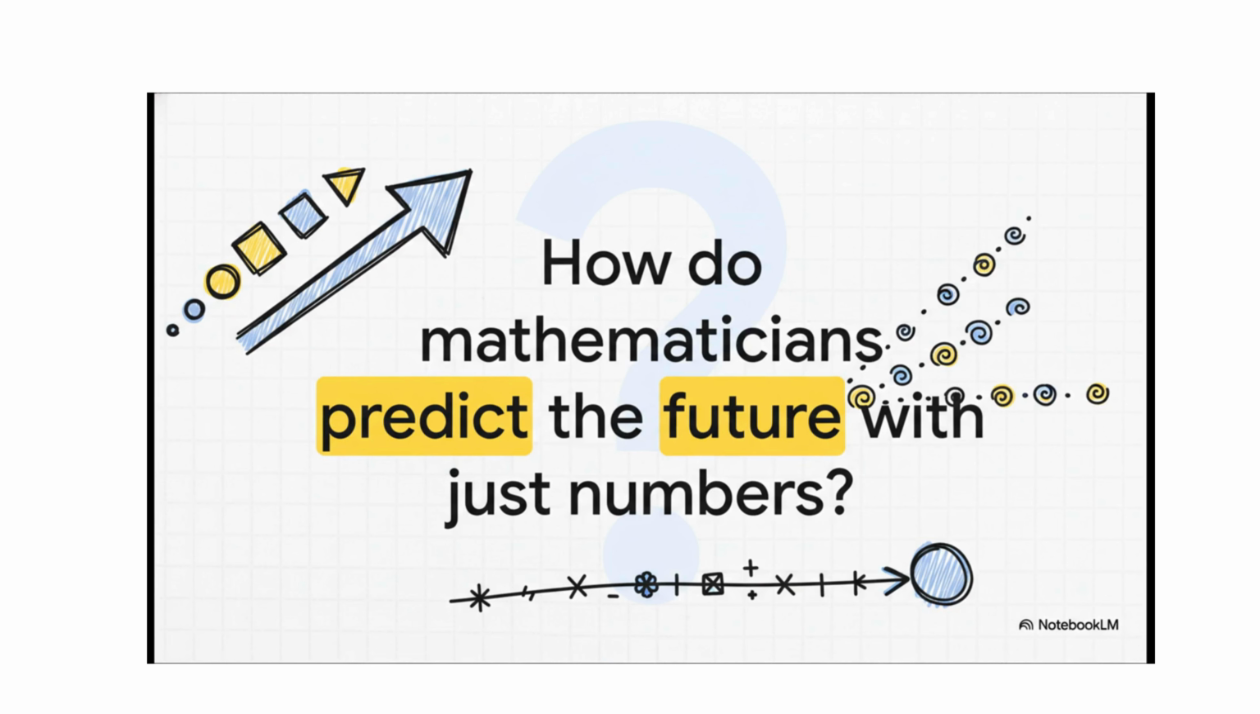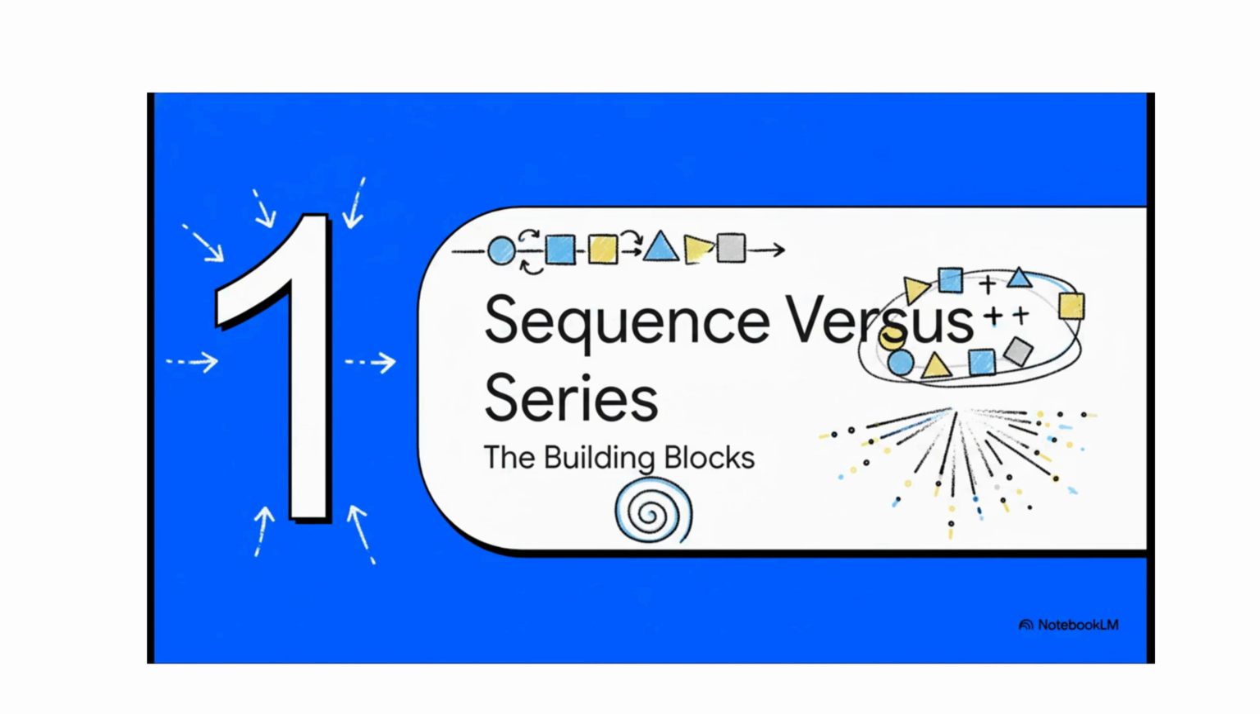But the secret isn't magic at all. It's math. And it all starts with spotting the pattern. But before we can start predicting anything, we need to be speaking the same language. And that all starts with two fundamental building blocks, the sequence and the series.